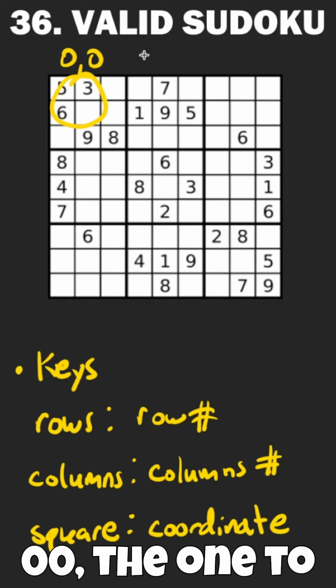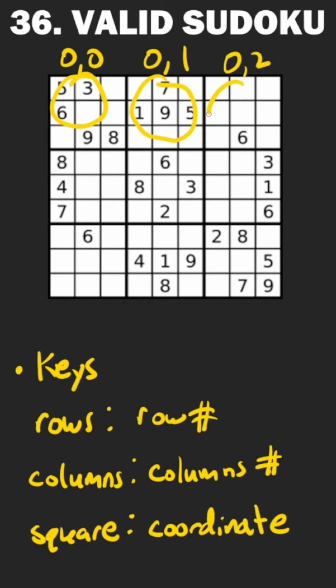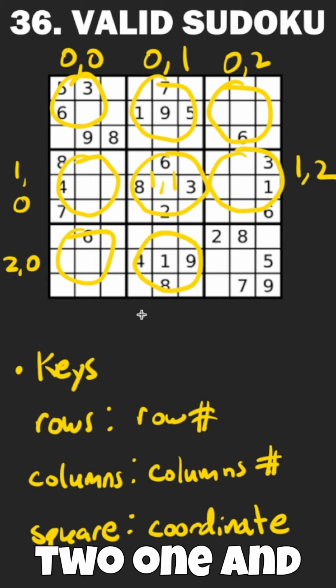The top left box will be 0, 0, the one to the right will be 0, 1, and at the right, 0, 2. Starting at the next row, we'll begin at 1, 0, 1, 1, then 1, 2. And finally, the bottom left will be 2, 0, then 2, 1, and finally 2, 2 at the bottom right.